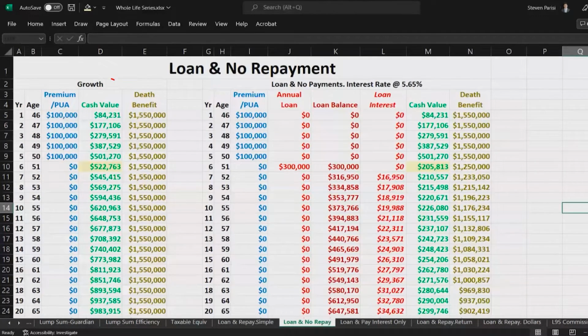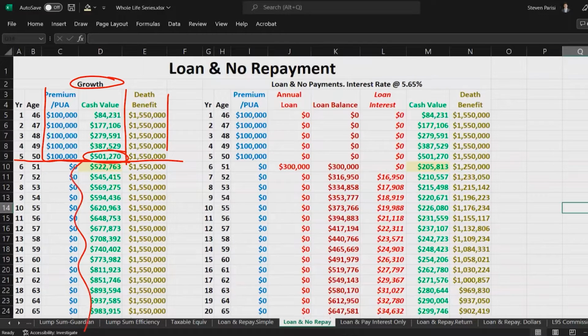Growth, $100,000 per year for 5 years. There's my break-even point, year 5. This policy, by the way, can be improved. We just set it up with a level death benefit to demonstrate how loans work here. When I say be improved, we can beef the cash value up more. But here, there's my break-even of year 5.